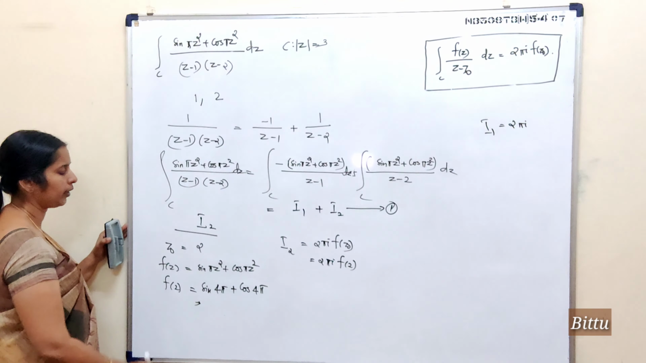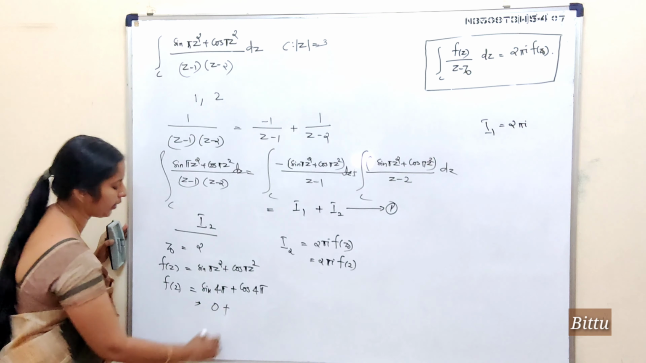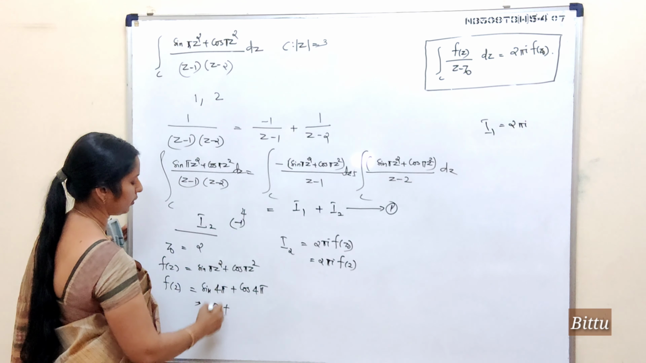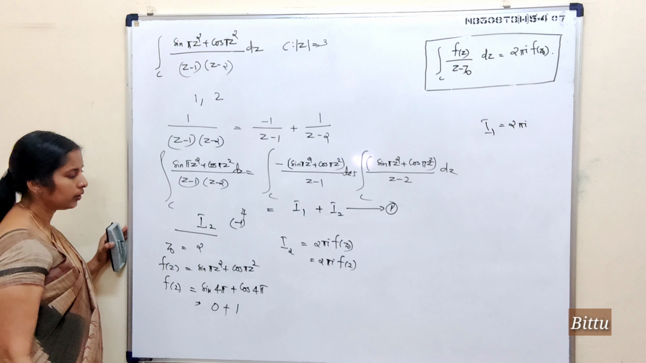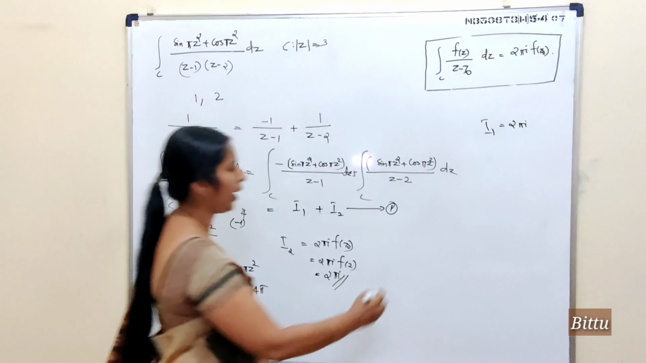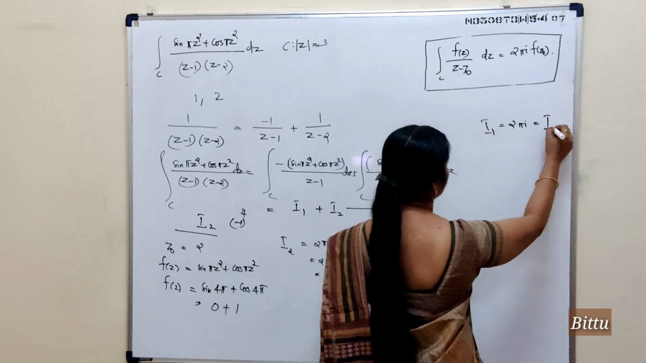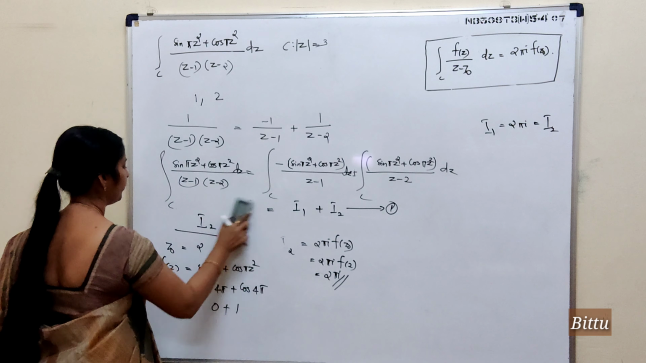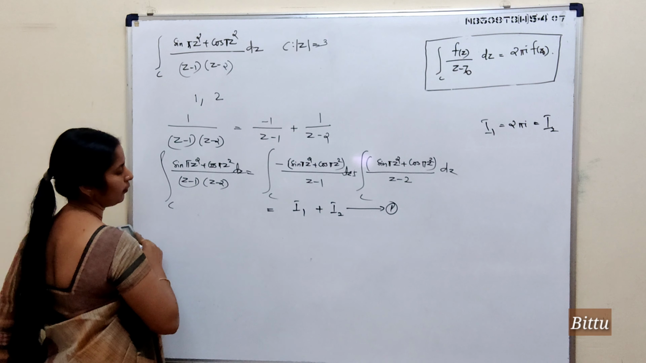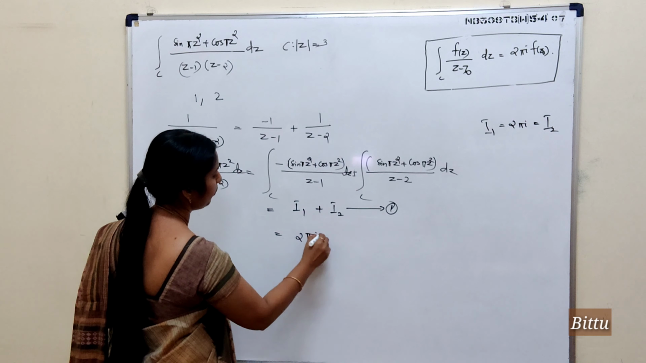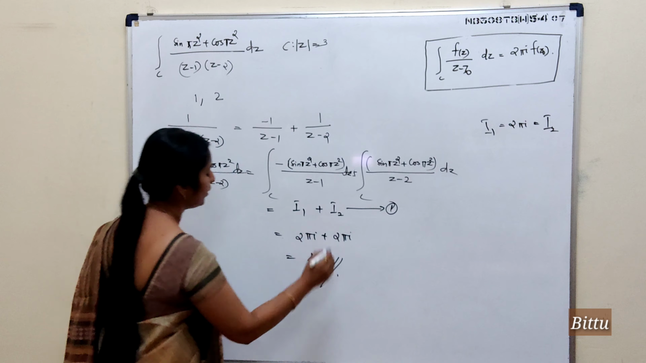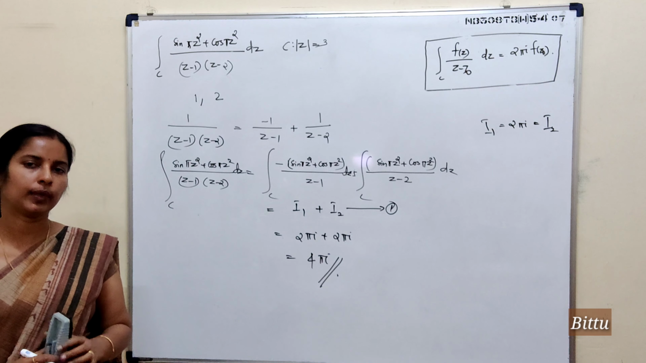What is sine 4 pi? We know sine n pi is 0 for any n. Cos n pi is minus 1 raised to n. Here n is 4. So minus 1 raised to 4, it is 1. So f(2) is 1. So I2 is 2 pi i. So we have both I1 and I2 are 2 pi i. Next we substitute I1 and I2 in equation number 1. So it is 2 pi i plus 2 pi i. So the answer is 4 pi i. See, this is the answer of the given integral.